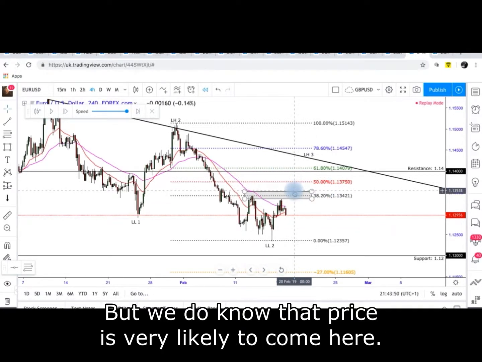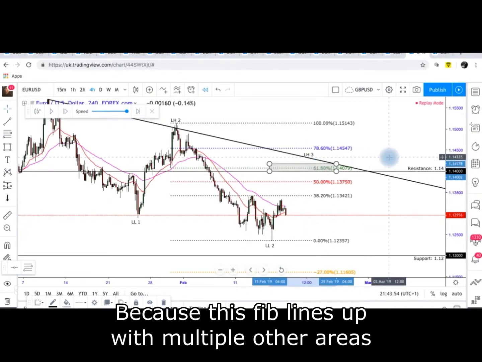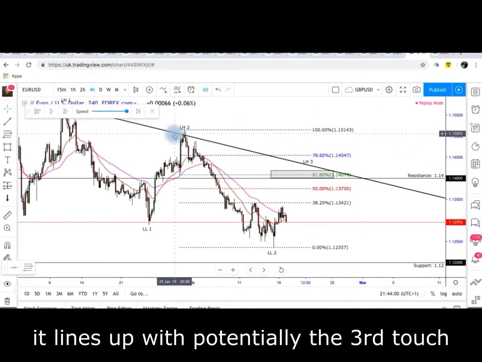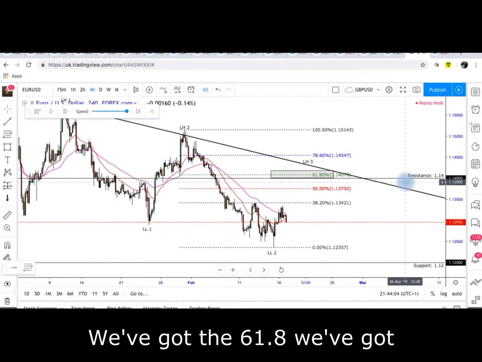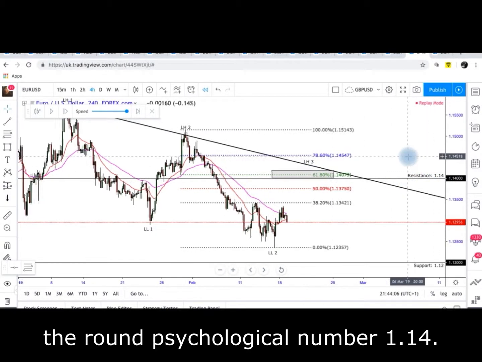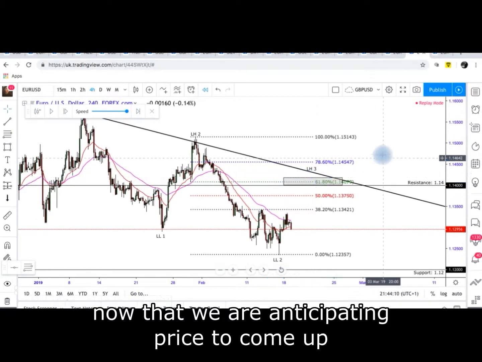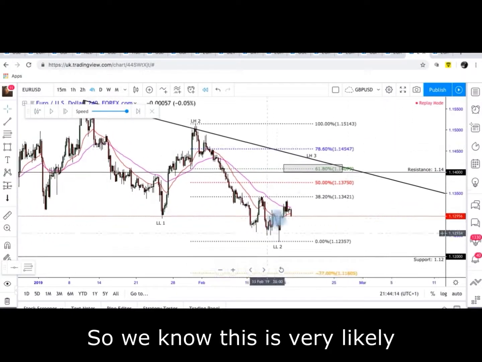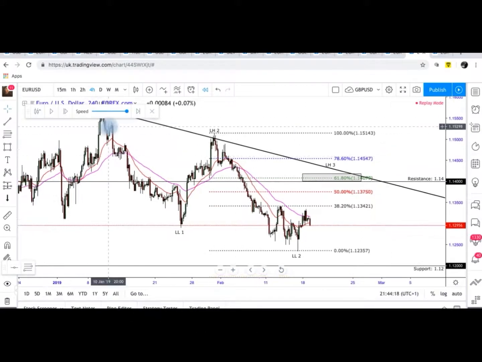But we do know that price is very likely to come here because this fib lines up with multiple other areas of confidence, such as the 114 weekly resistance. It lines up with potentially the third touch of the descending trend line. We've got the 618, we've got the round psychological number of 114. We've got lots of reasons to suggest that we are anticipating price to come up to this level for a sell. So we know that this is very likely because we've got multiple levels of confidence to say so.